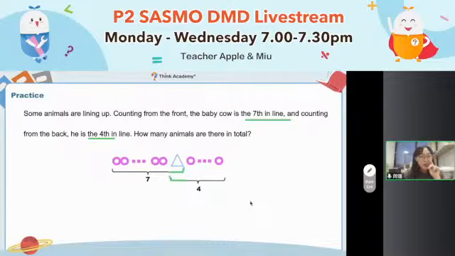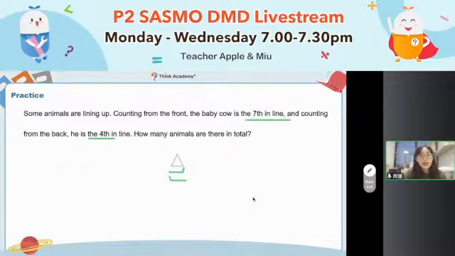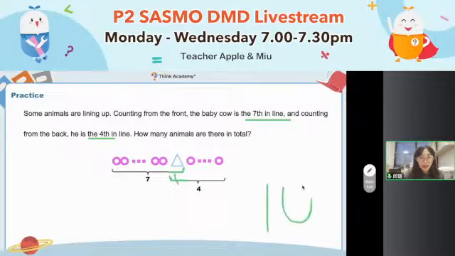So in this way, we can get, the answer should be 7 plus 4 and then minus 1. Okay, you need to minus 1. So what is the final answer? 7 plus 4 equals to 11. 11 minus 1 equals to 10. Okay, the answer should be 10. Yes, well done. I see most of you can figure out the 7 plus 4 minus 1. Okay, good job.